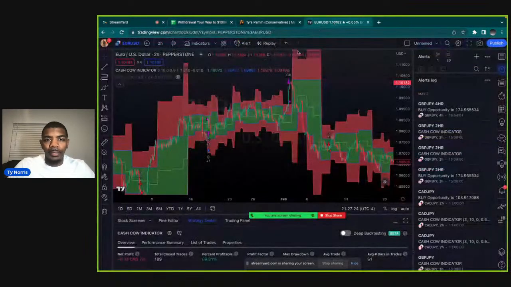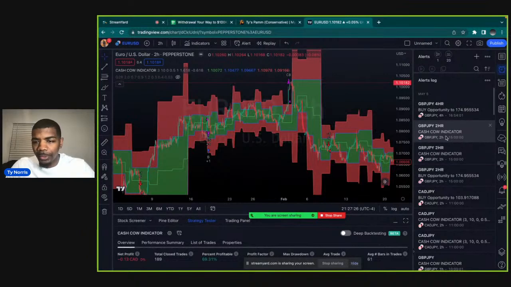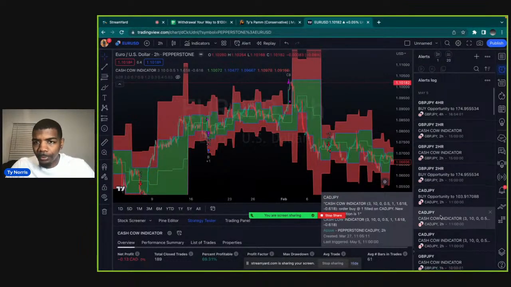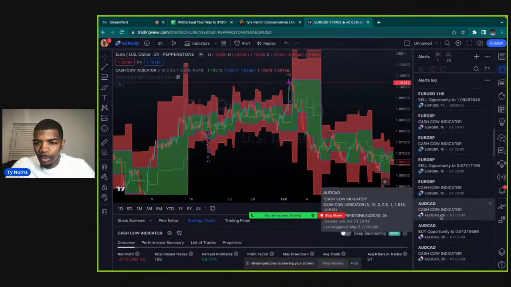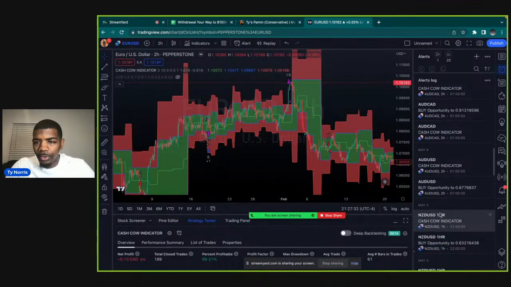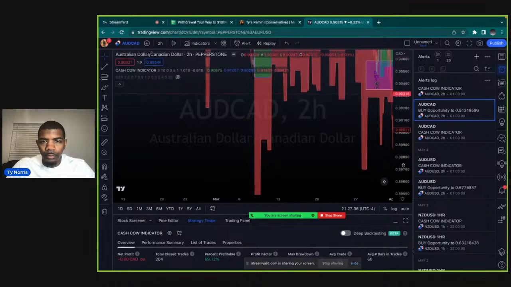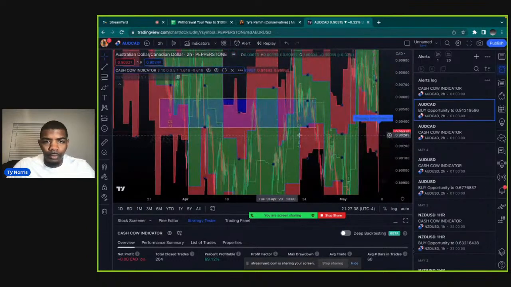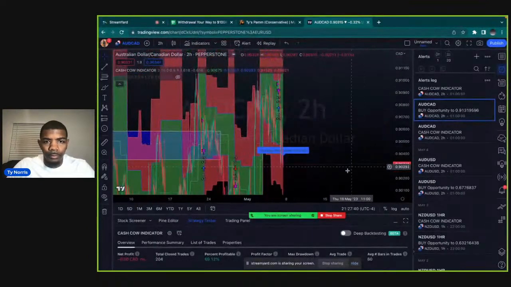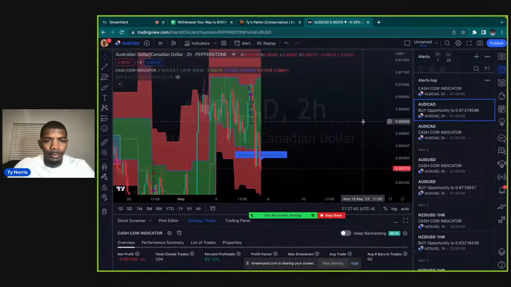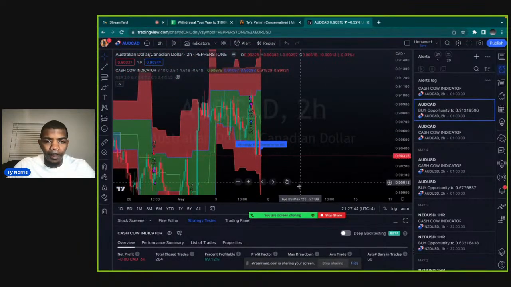But yeah, like I said, man, I can show y'all some other pairs as well. Let's go to some that we was getting earlier in this week. All right, so here's another one. AUD CAD.